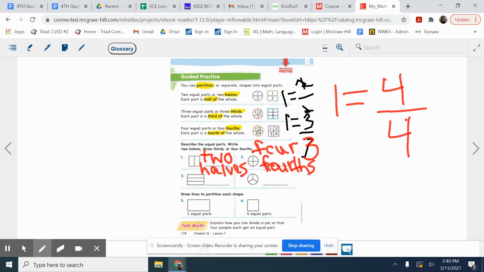Number 3 is broke up into 3 equal parts. So we would write 3/3. And number 4 is broke up into 3 equal parts. So we again would write 3/3.